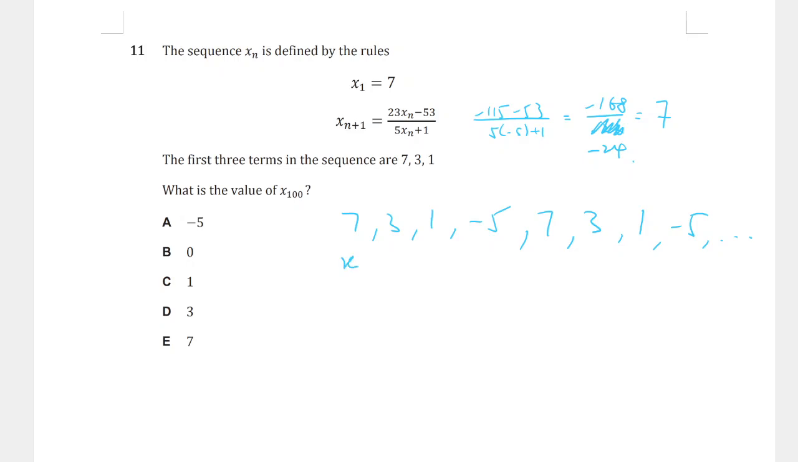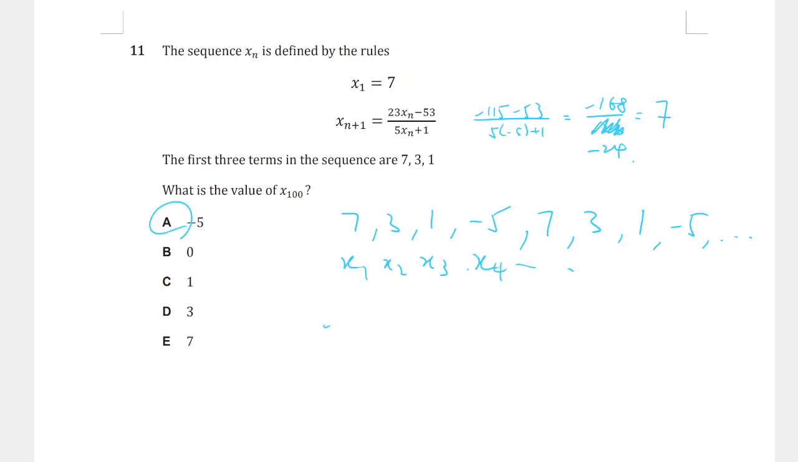So this is x1, this is x2, this is x3, and so on. Okay, and then you get x100, right? So then you have to ask yourself, 100 divided by 4 is how many? 100 divided by 4 is 25, and there's no remainder, so therefore the answer will be negative 5, because you see, this is x4.